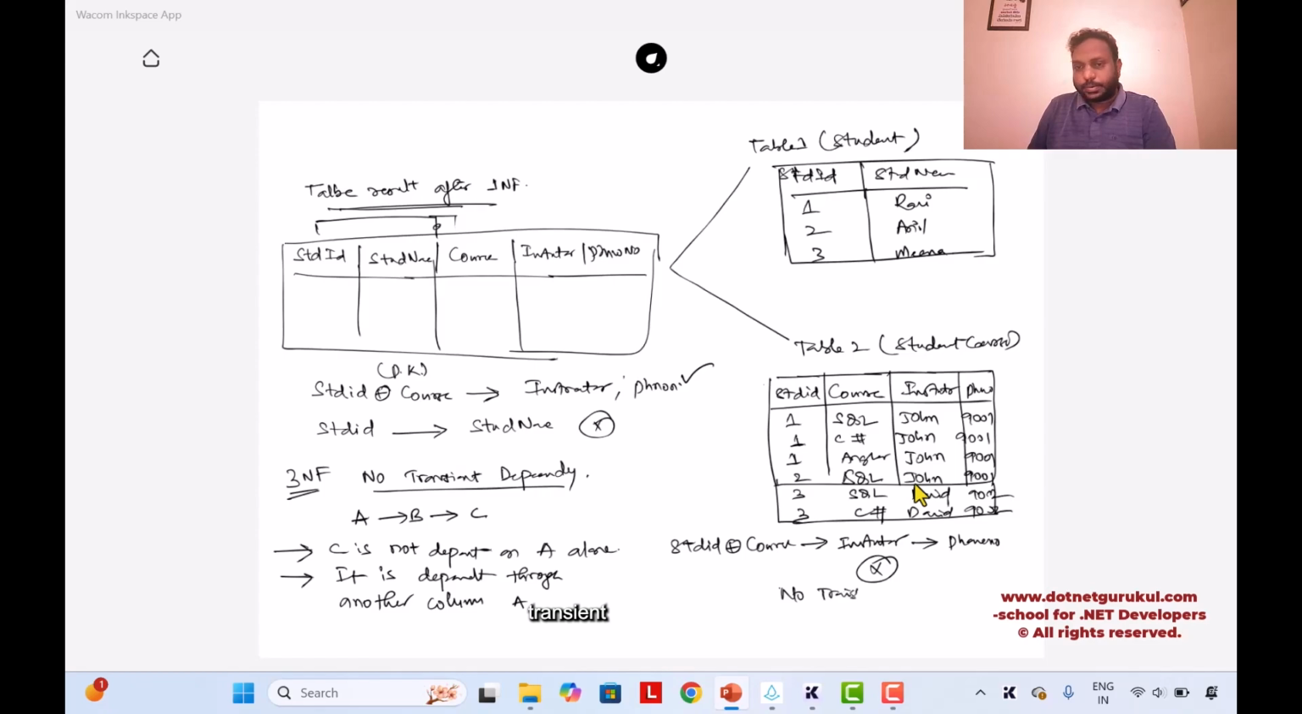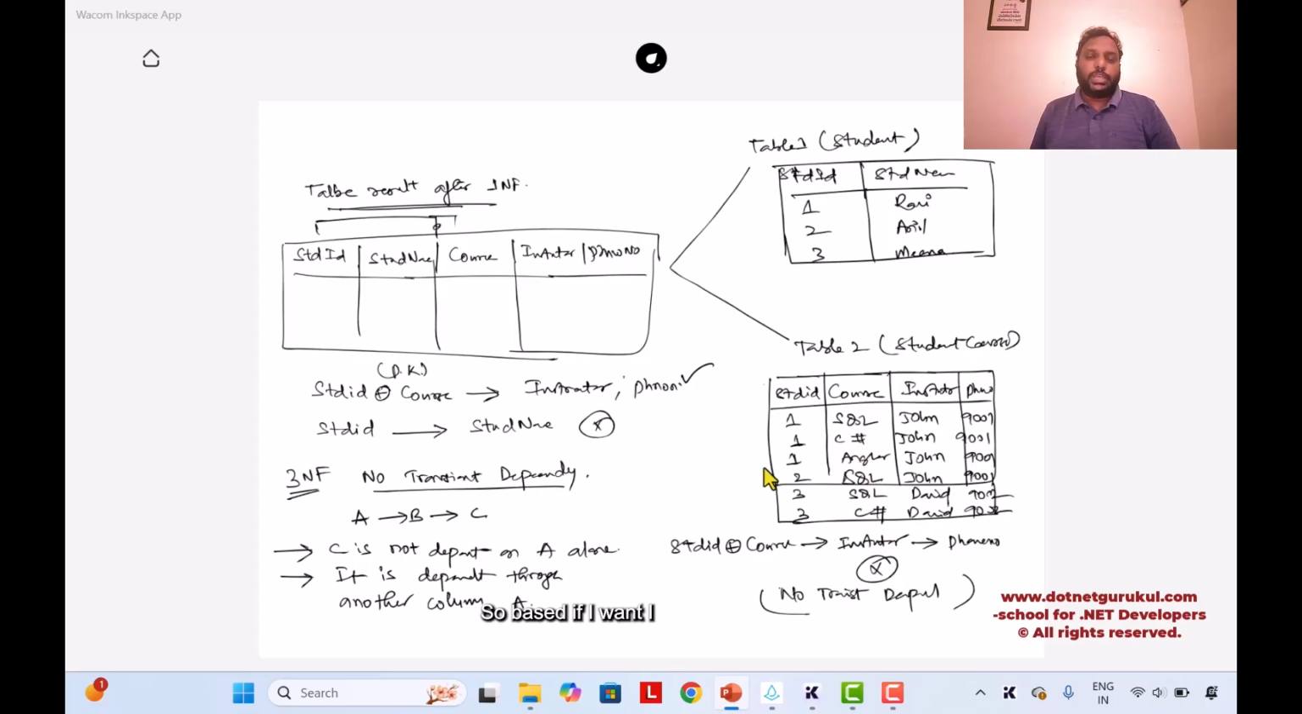Okay, so it is nothing but the no transient dependency in the third normal form. So keep that in mind. So if you can see here, this is the composite primary key, right? Student ID in table 2, this is the composite primary key. 1 and SQL is the composite primary key. 1 and C# is the primary key. 1 and Angular, 2 SQL, 3 SQL, 3 C# is the composite primary key in your student course table.